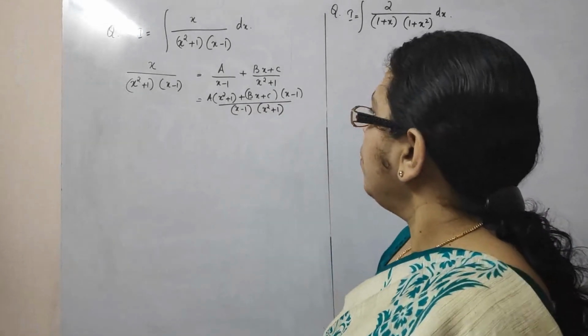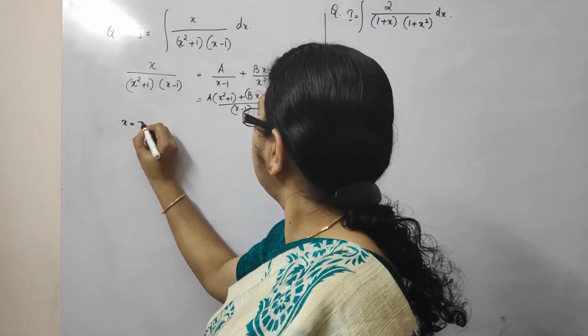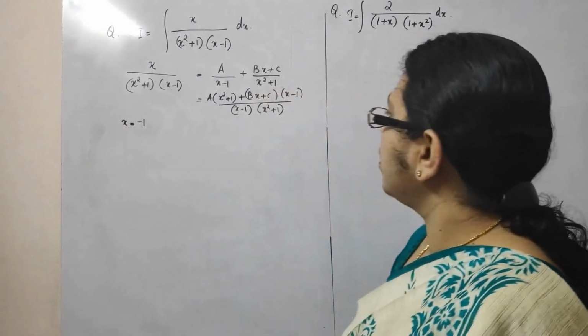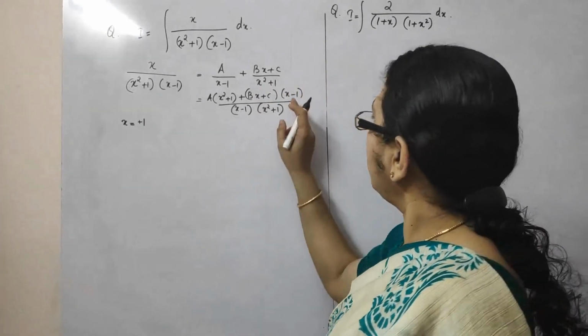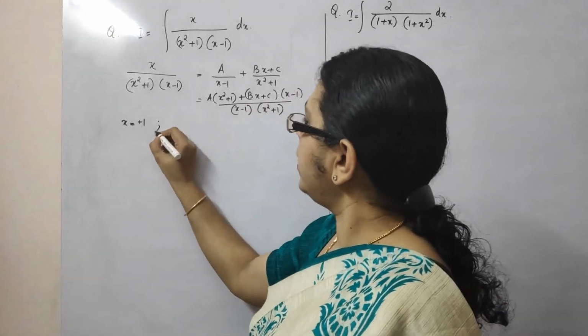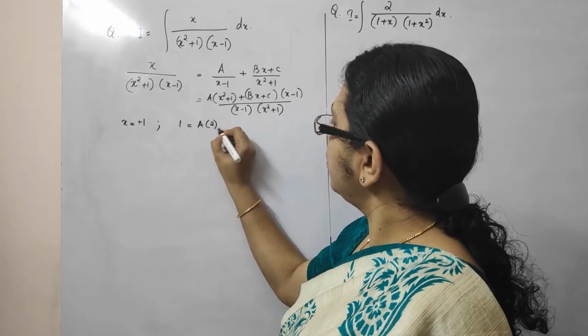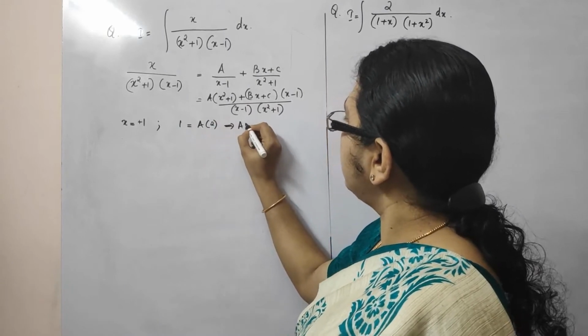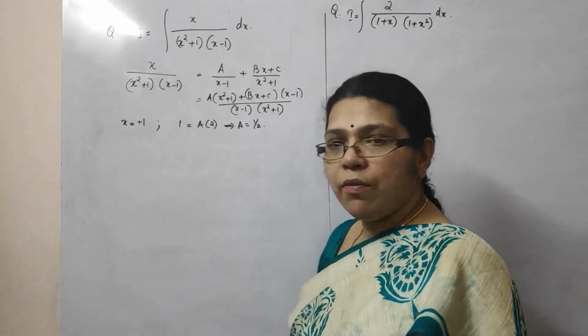Okay. Now, I am substituting the value of x as minus 1, or let it be plus 1. Okay, first I will substitute plus 1. What will happen? This expression will become 0. So I get 1 is equal to a into 2. This implies a is equal to what? 1 by 2. Right? A is equal to 1 by 2.